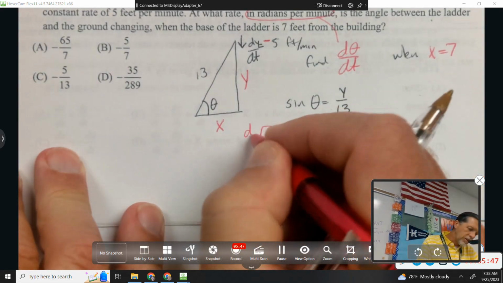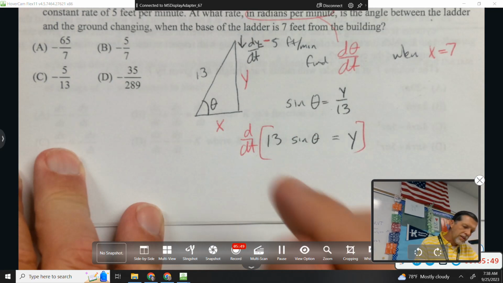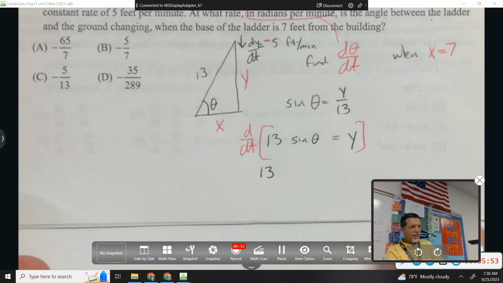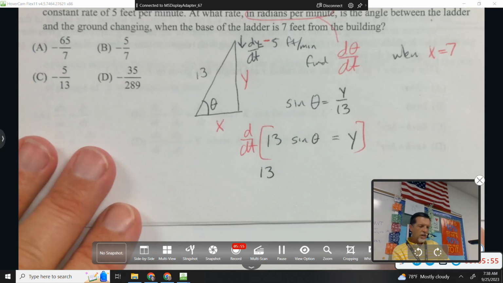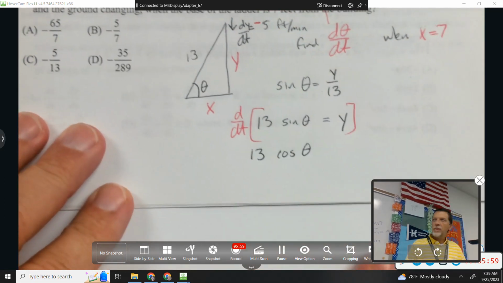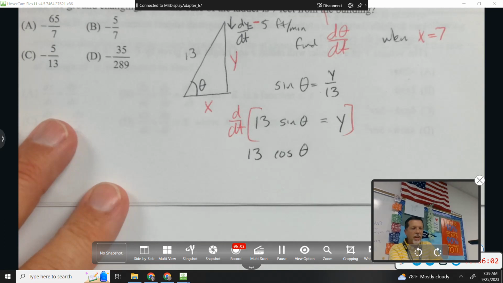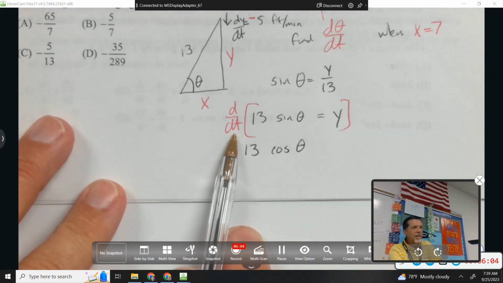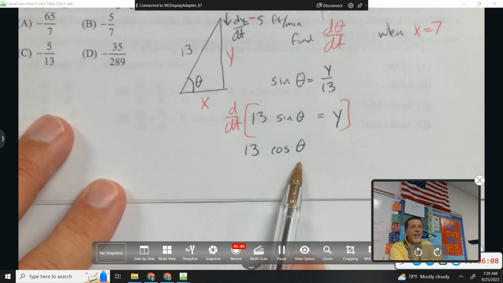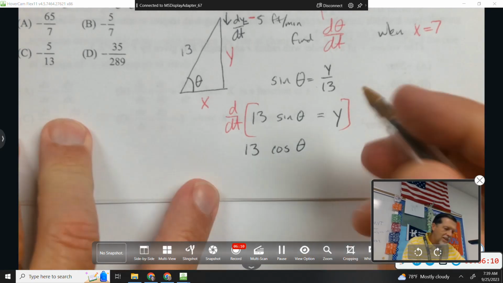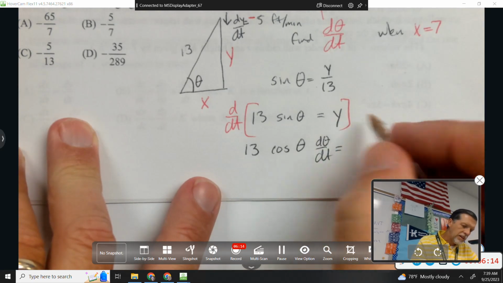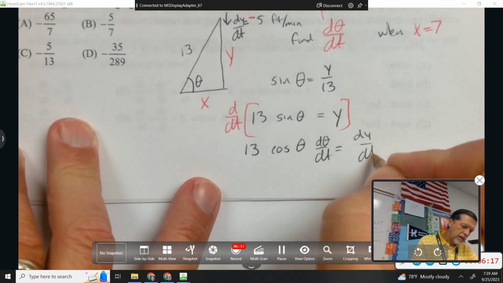Then we'll take the derivative of everything with respect to t. What's the derivative of sine? Cosine. Let me ask it a little bit differently. What's the derivative of sine of theta with respect to t? The answer is cosine theta d theta dt. And then the other side would just be dy dt.